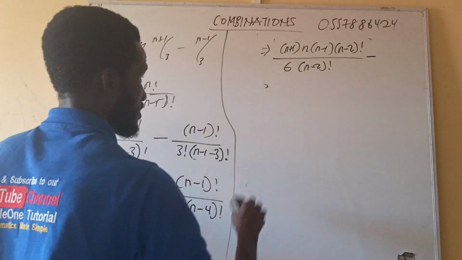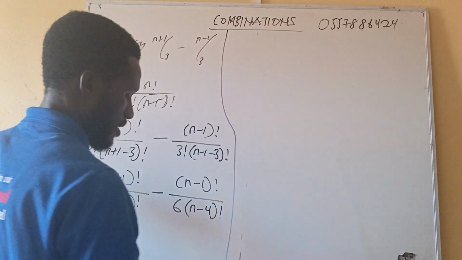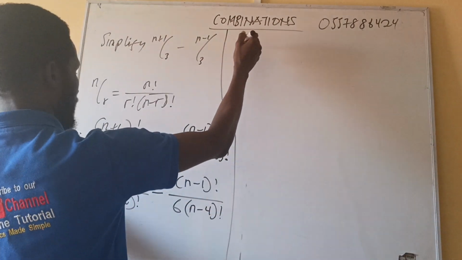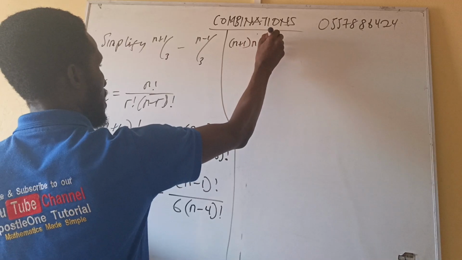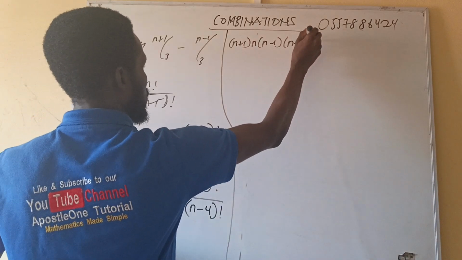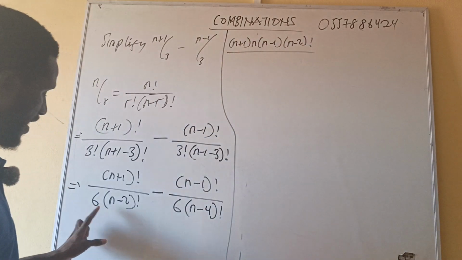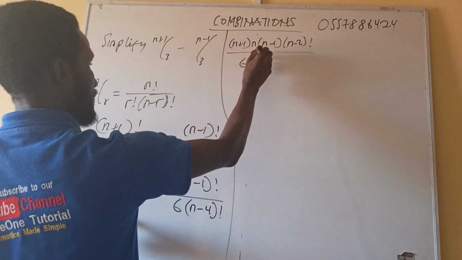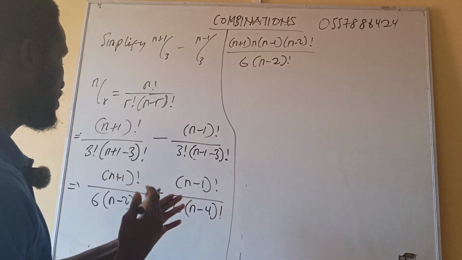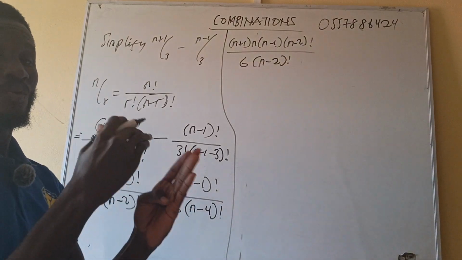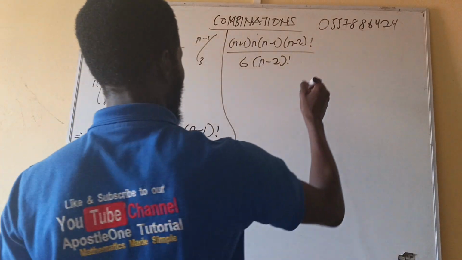I want to get more space here. Now, I will have n plus 1, n minus 1, n minus 2 factorial, divided by the denominator, we have 6, n minus 2 factorial. When we are breaking it, we need to subtract 1 from each. Yes.